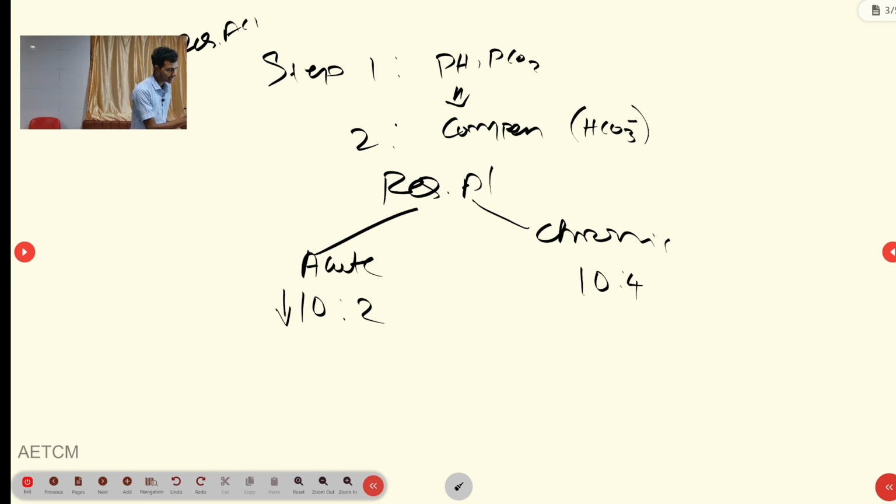Every 10 decrease in PCO2 will reduce HCO3 by 2 milliequivalents in acute. Similarly in chronic, every 10 decrease in PCO2 will decrease bicarbonate by 4 milliequivalents.